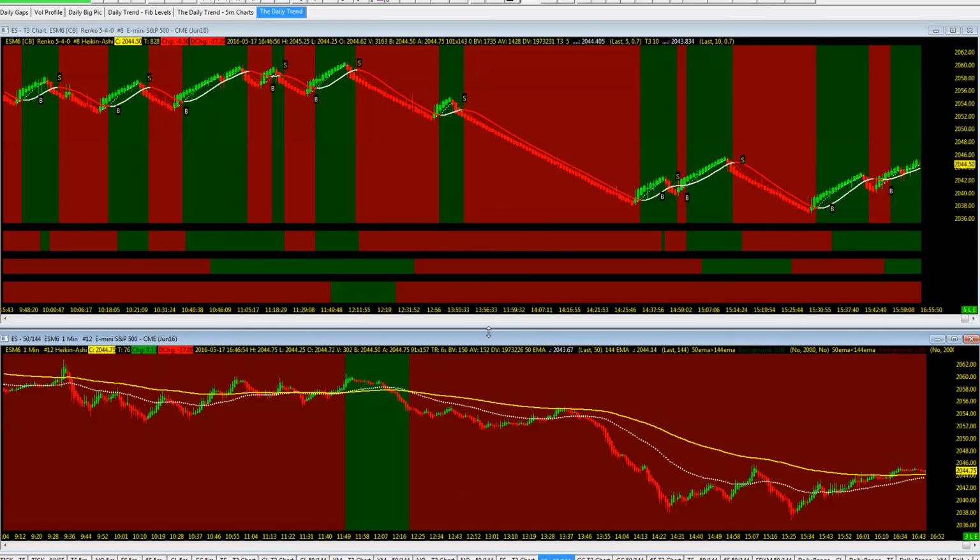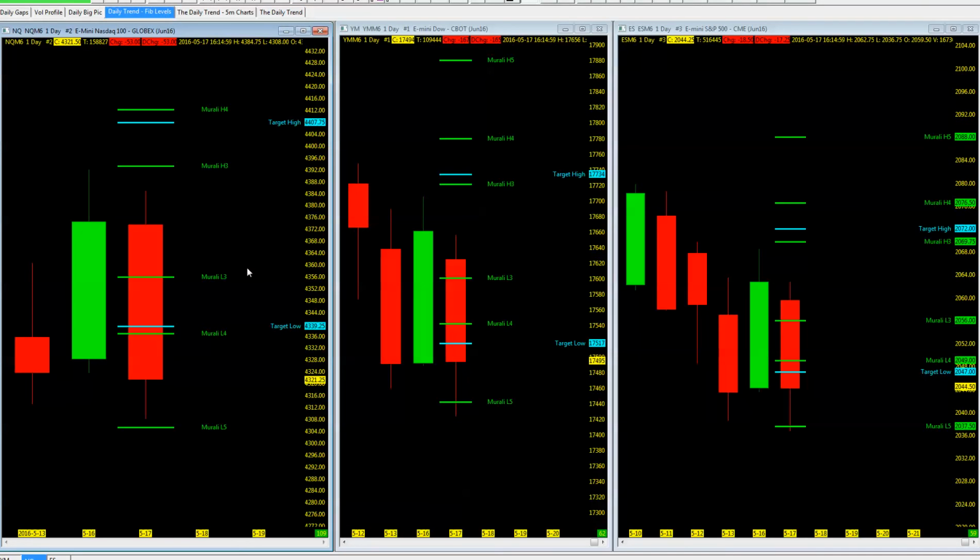Let's take a look at, do we hit any Fibonacci projection levels? Yes, we did. Take a look at that. NQ coming down to almost L5 here, but we did hit that target low. YM all the way down to L5 here, hitting the Fibonacci daily target, as well as the ES never even coming close up to the target's highs. These numbers posted at the market open based on the previous day's performance. So 3 out of 3 for the session.